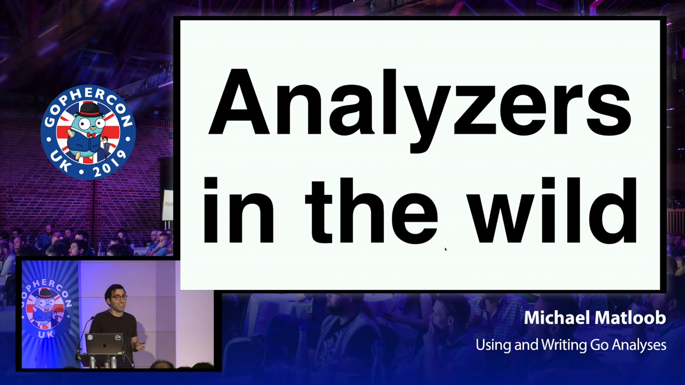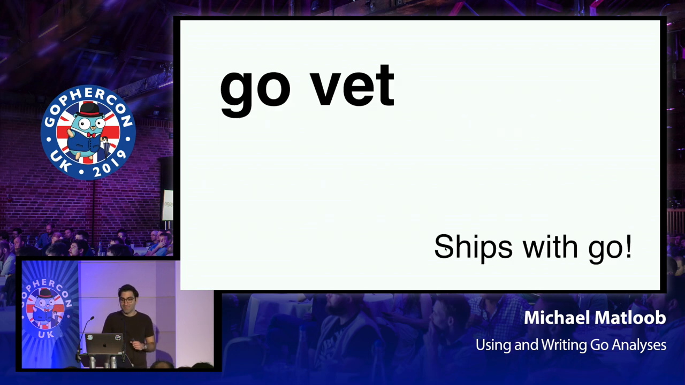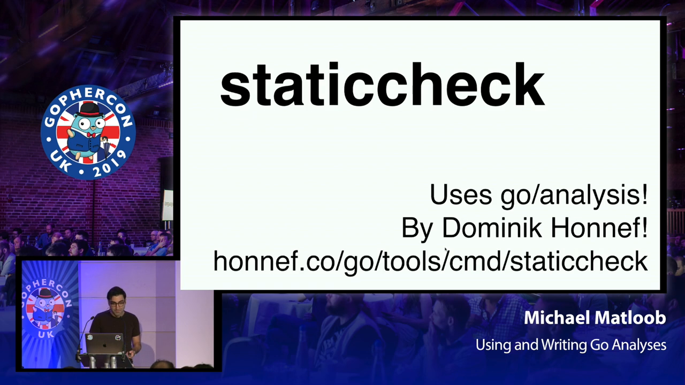So let's take a look at some analyzers in the wild. You might have heard of GoVet. It ships with Go. And some GoVet checks run when you run Go test. GoVet is a set of very high confidence checks that you can run on your programs. It'll tell you things that are almost certainly wrong with your program that you can fix. And the analyses in GoVet are all written using the analysis framework that I'm showing you today.